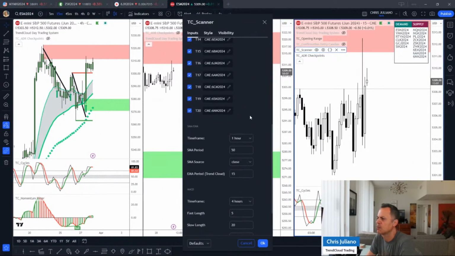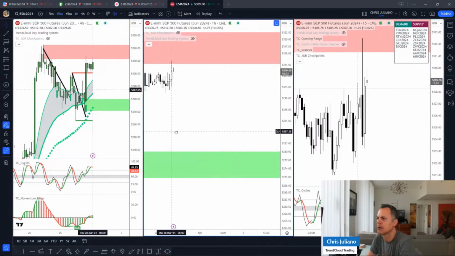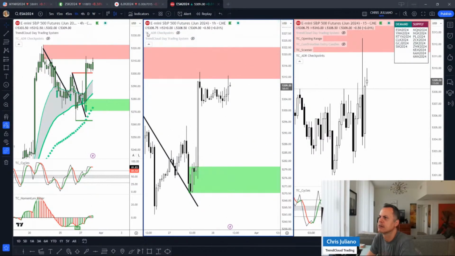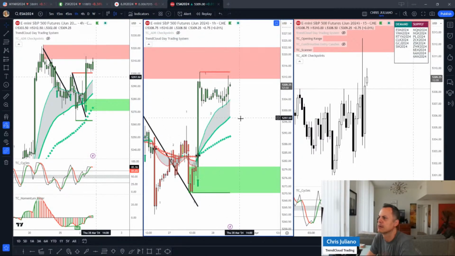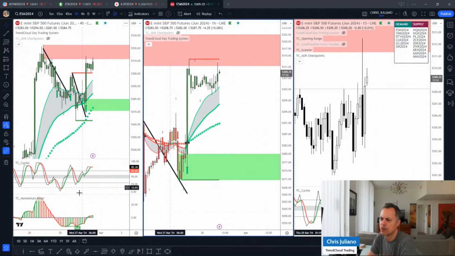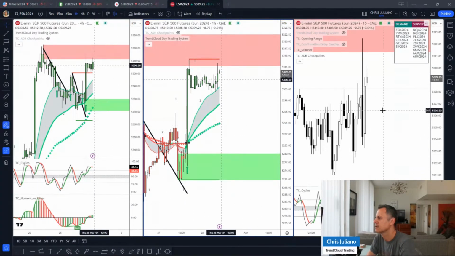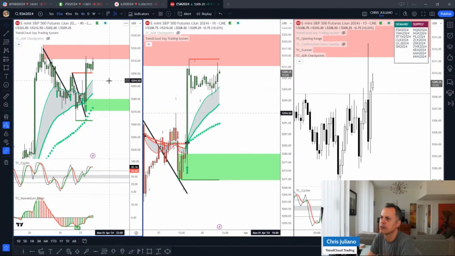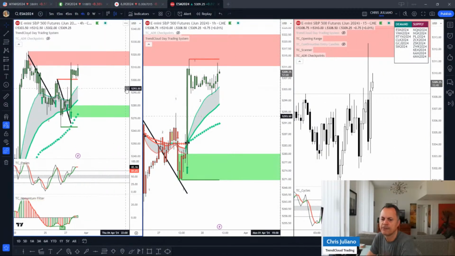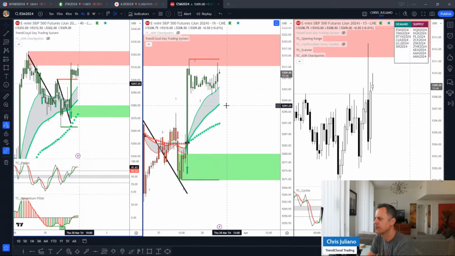Scanner is set up 1 hour and 4 hour. We're looking at the 1 hour trend and the 4 hour momentum filter. That is what we're looking at right now. If you guys have any questions, just put them into the chat.